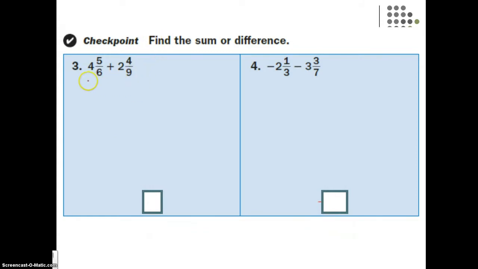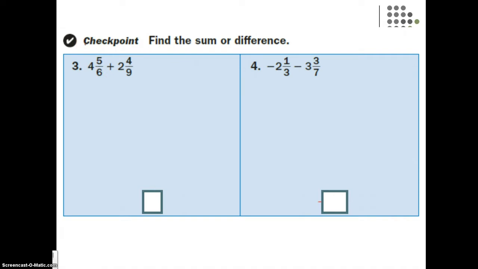Find the sum or difference for problems 3 through 4. Remember to turn them into an improper fraction first and find the LCD before you can add or subtract them. Pause the video at this time.